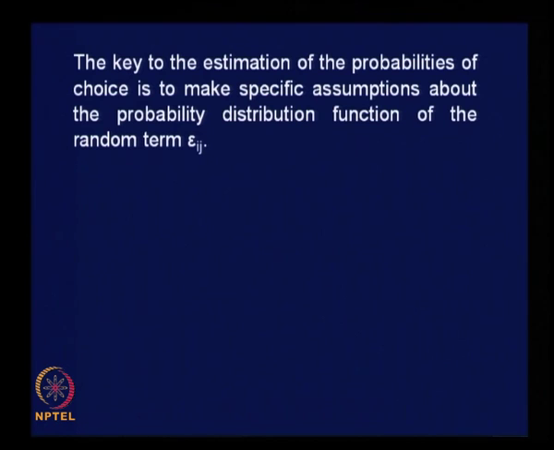Think about it, try to recollect. Those who are unable to connect with the discussion, just go back, refer to the books and get connected to our discussion. Okay? Yes, it could be either continuous or discrete, right. So, the key to the estimation of the probabilities of choice is to make specific assumptions about the probability distribution function of the random term epsilon ij.